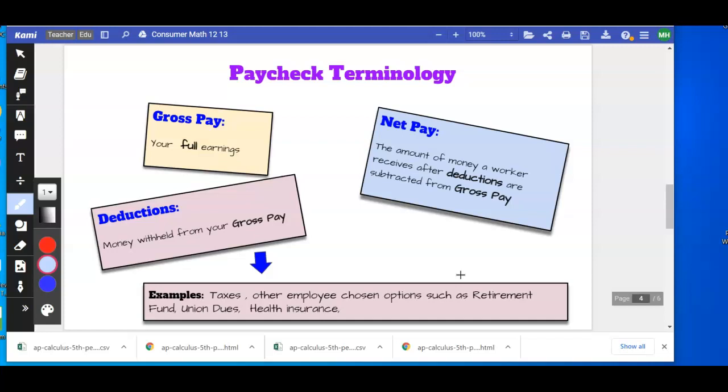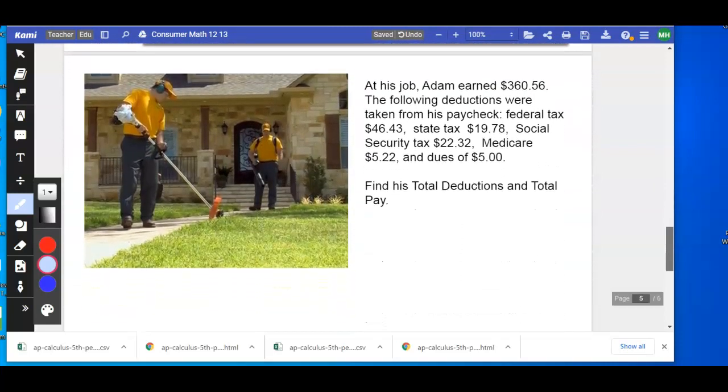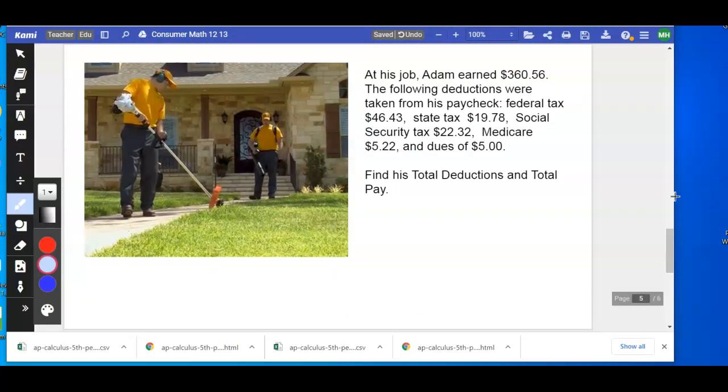Then the net pay is the gross pay minus the deductions. So the net pay is the amount a worker receives after the deductions are subtracted from your gross pay. This sometimes is called take-home pay, and that's a lot of times what I would call it, take-home pay. So even though you earned more, after your deductions were subtracted out, you had a certain amount left.